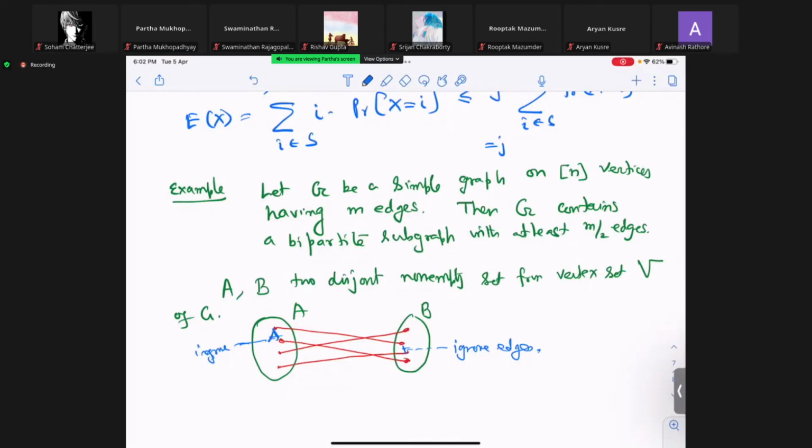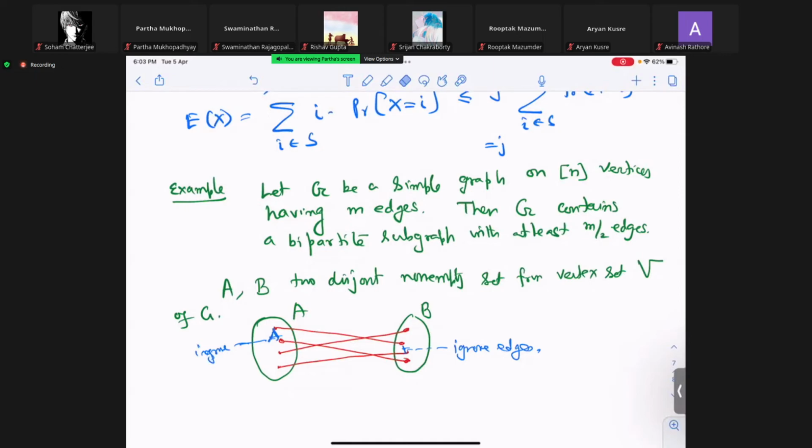Okay. That means, what is the idea? The idea is, if I pick one of these subgraphs at random and you hold an edge, I want to understand what is the probability that the edge you are holding belongs to this bipartite subgraph. That way you can associate a random variable with that edge, right? Indicator random variable. Yes, sir.